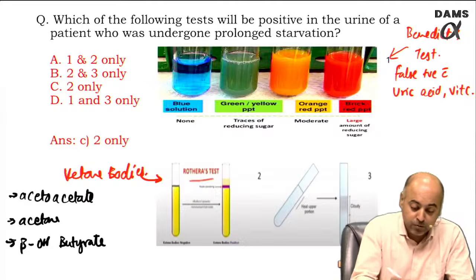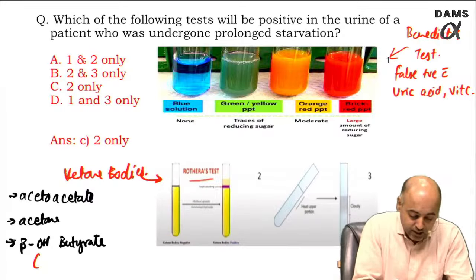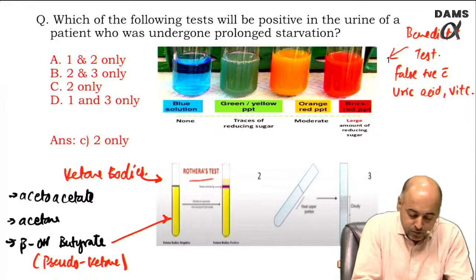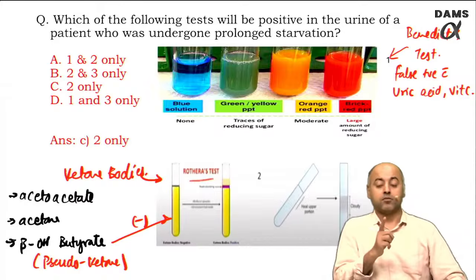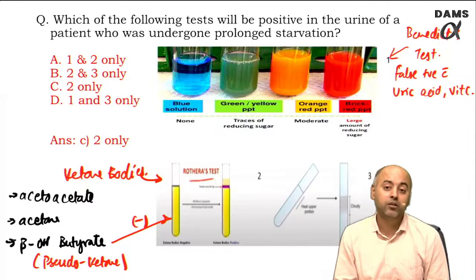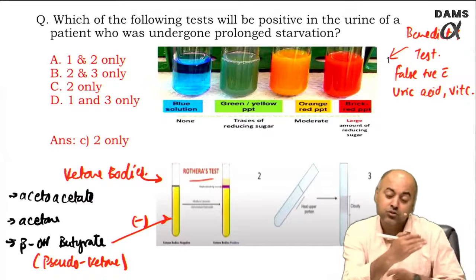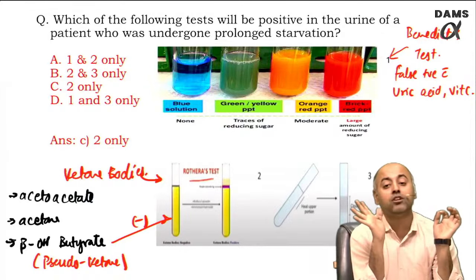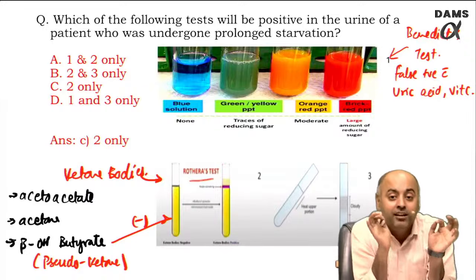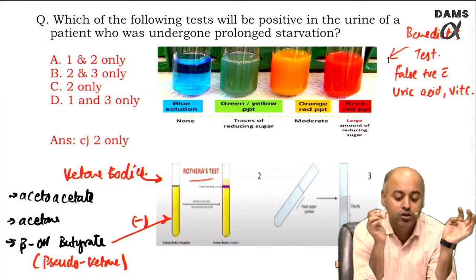But here you have to remember that beta hydroxybutyrate is actually a pseudo ketone. It doesn't have the keto group. Therefore, beta hydroxybutyrate will not give the Rothera's test. Please remember this point. Acetoacetate and acetone have the keto group, so they will give the positive Rothera's test. Rothera's test is also known as the modified nitroprusside test, which is for the ketone bodies.